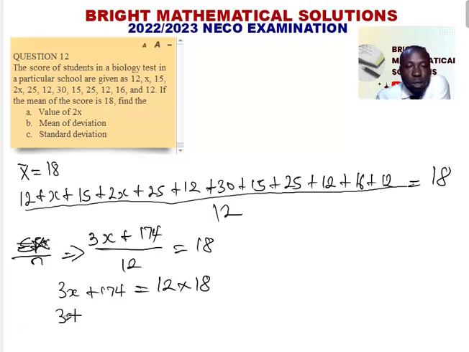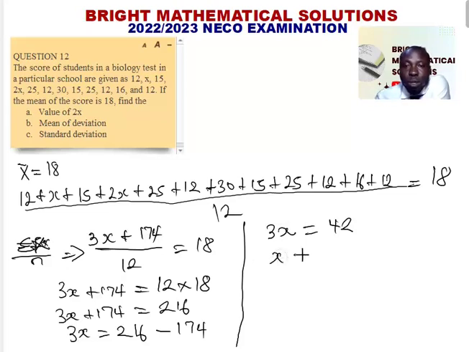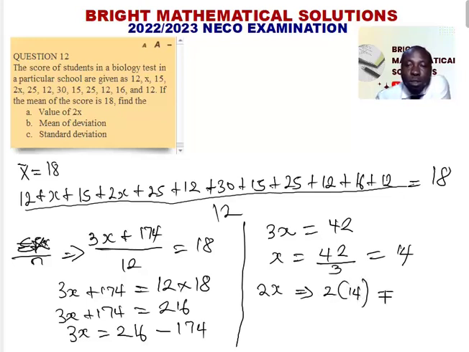So it is 3x plus 174 equals 216. 3x equals 216 minus 174. That's 3x equals 42. x equals 42 divided by 3, which gives me 14. So the first question is to find the value of 2x. So 2x means 2 into 14, and that gives us 28.